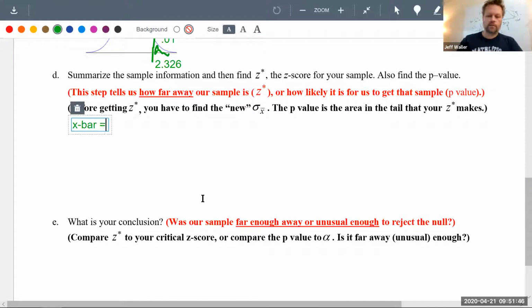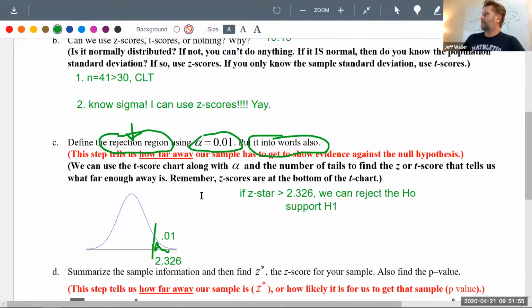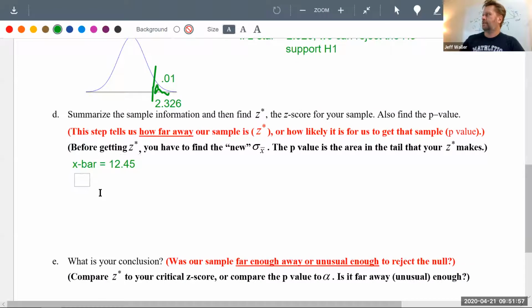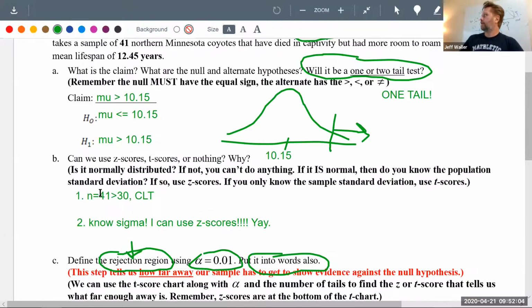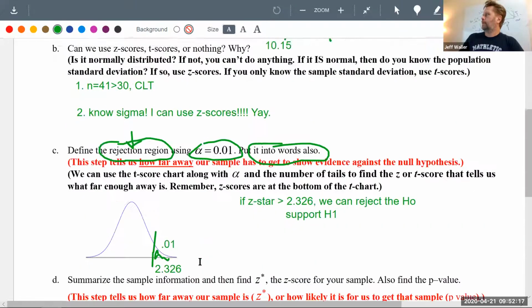Oh, no, stop. X bar, now I forgot, was 12.45, is that right? 12.45, I'm pretty sure. Yeah, and then sigma was 4.27. Did you really just forget that, Jeff? 4.27, I'm pretty sure that's right. No, Jeff. I can spell sigma right. I'll think about it. Sure. You got a sign, Mal. And N was 41. Right? I like it.